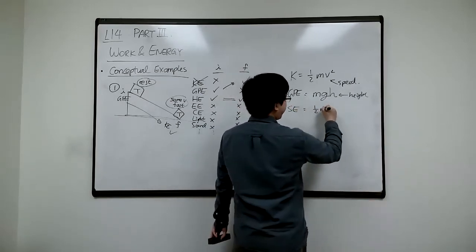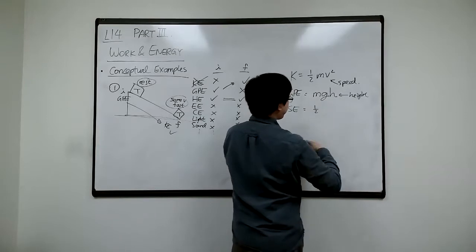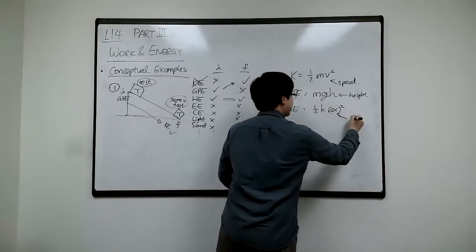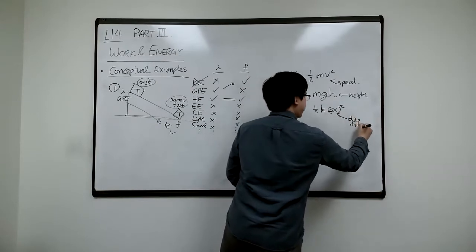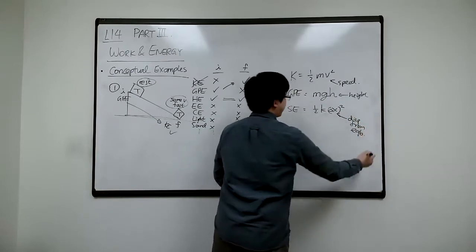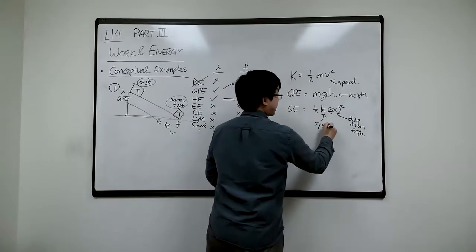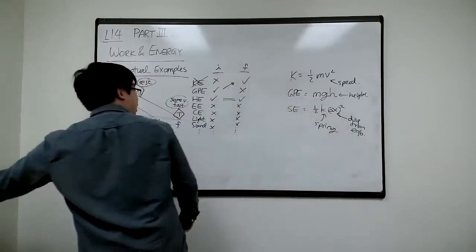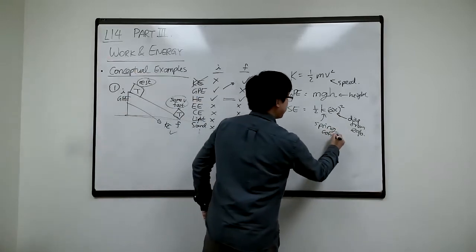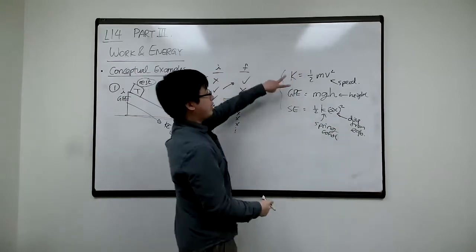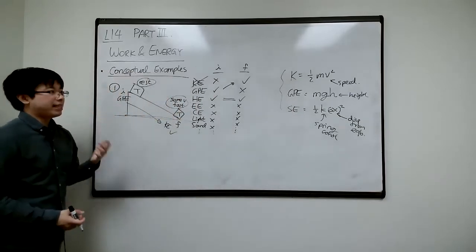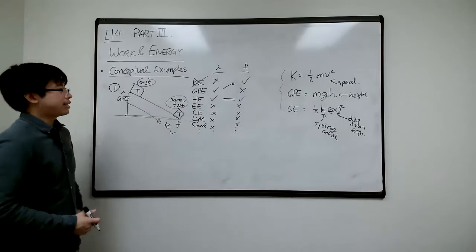It's half, not half mv squared, half kx squared, and x is delta x squared, right? This is displacement from equilibrium. When you define things, this is spring constant, this is mass of the object, this is acceleration due to gravity, spring constant. So these are the three formulas, but really the first two are what we use. We'll look at it quantitatively how that works later on, but just the concept first.